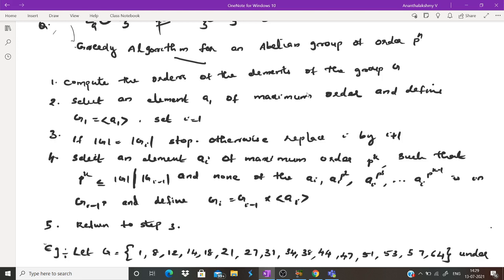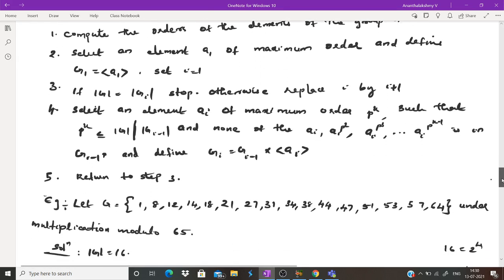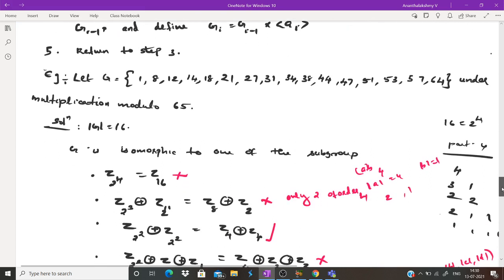If the order on the left-hand side and the right-hand side are the same, then stop there. Otherwise you find again an element of maximum order and repeat the process until you get the order of G equal to the order of this internal direct product, that is, the order of G equal to the order of Gi for some i.